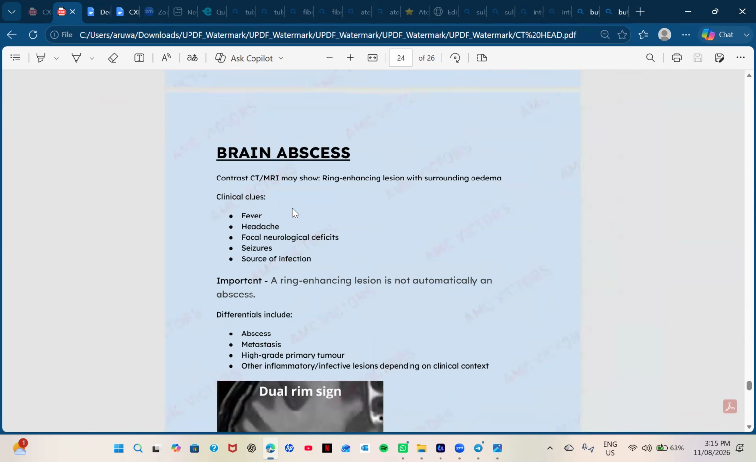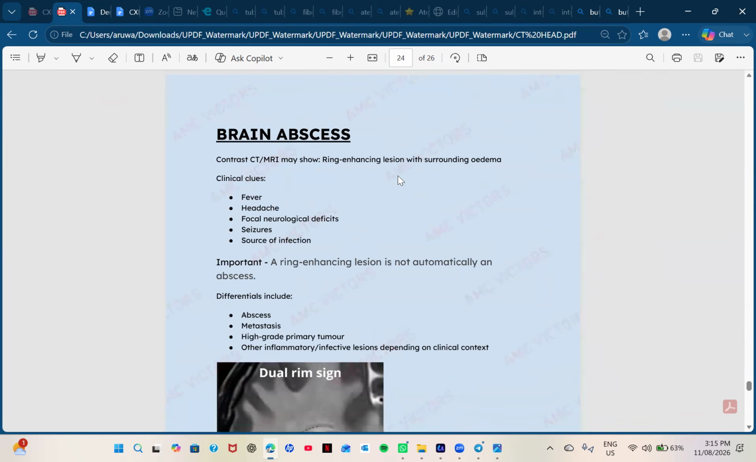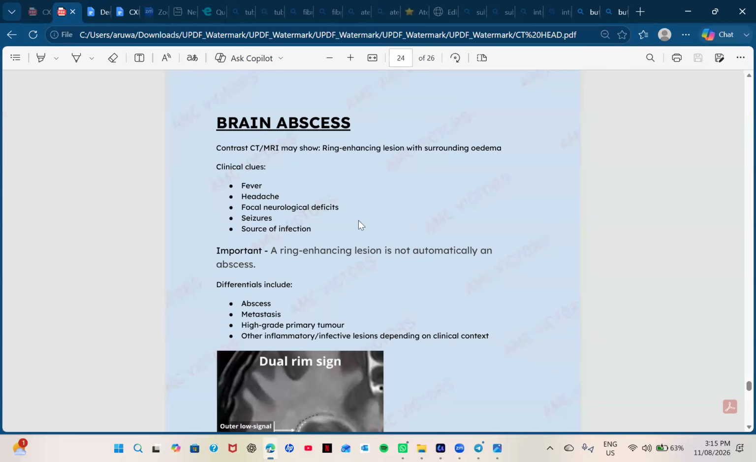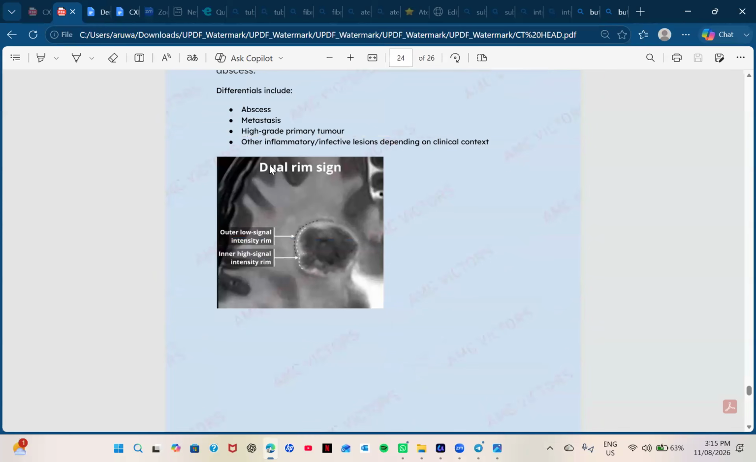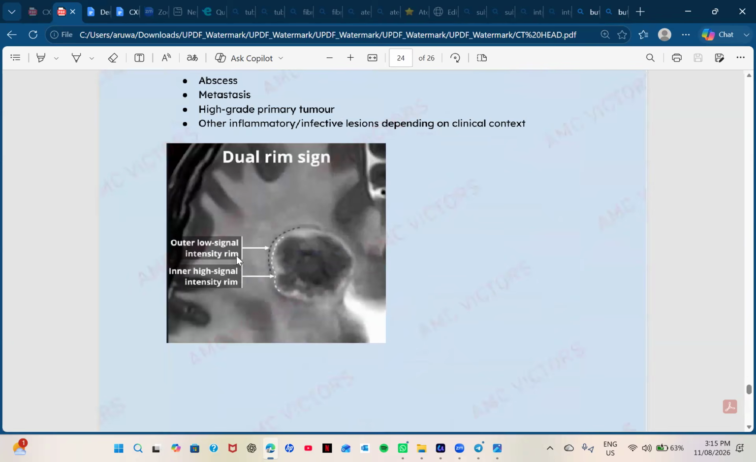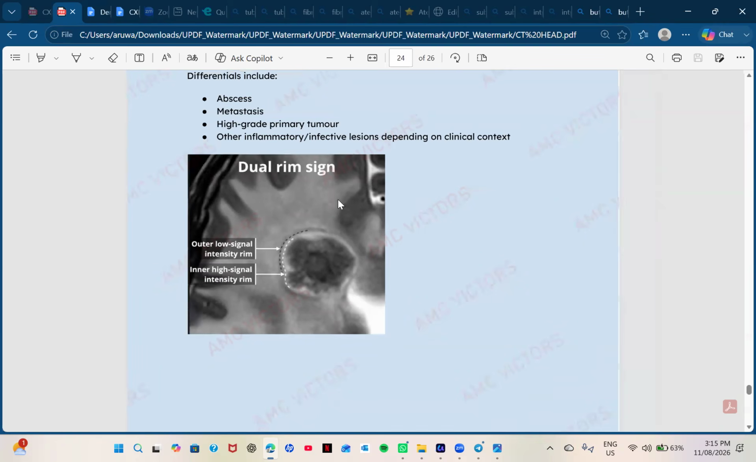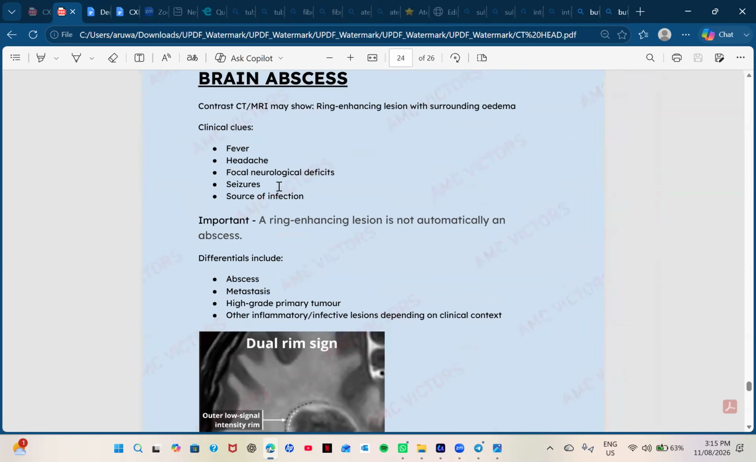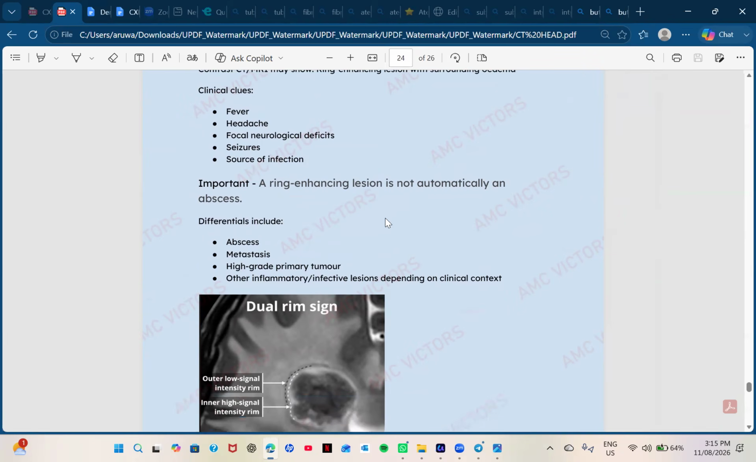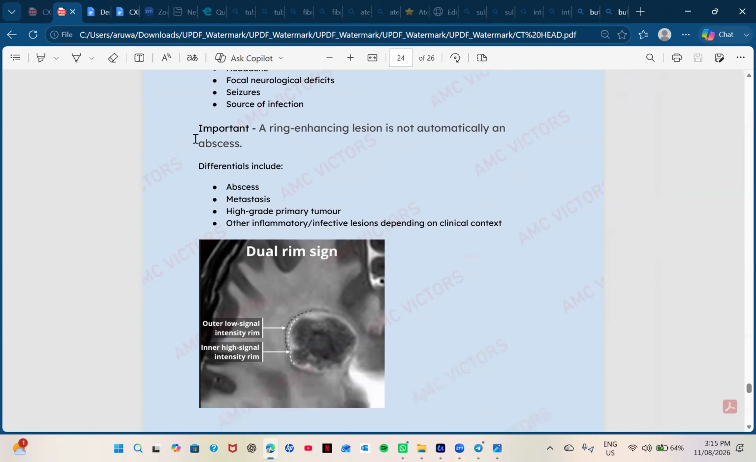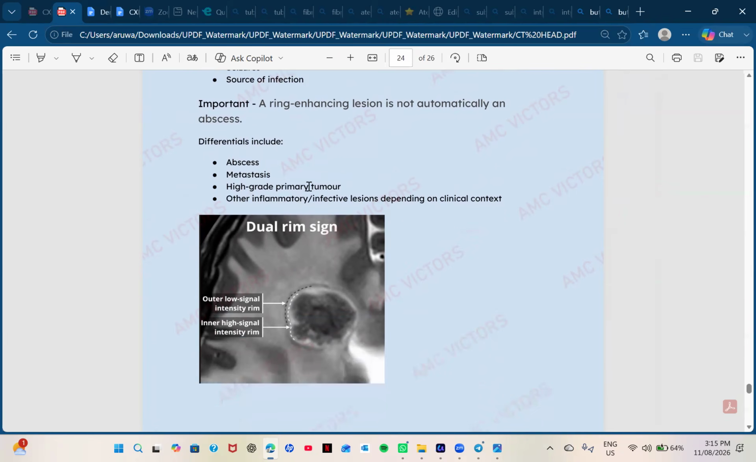Brain abscess on contrast CT or MRI may show a ring-enhanced lesion with surrounding edema, right? We call it the dual rim sign: an outer low signal intensity rim, then an inner high signal intensity rim. That's what we call the dual rim sign, right? A patient can present with fever, headache, focal neurological deficit, seizures, source of infection. Important: a ring-enhanced lesion is not automatically an abscess. Differentiation: abscess, metastasis, high-grade primary tumor.